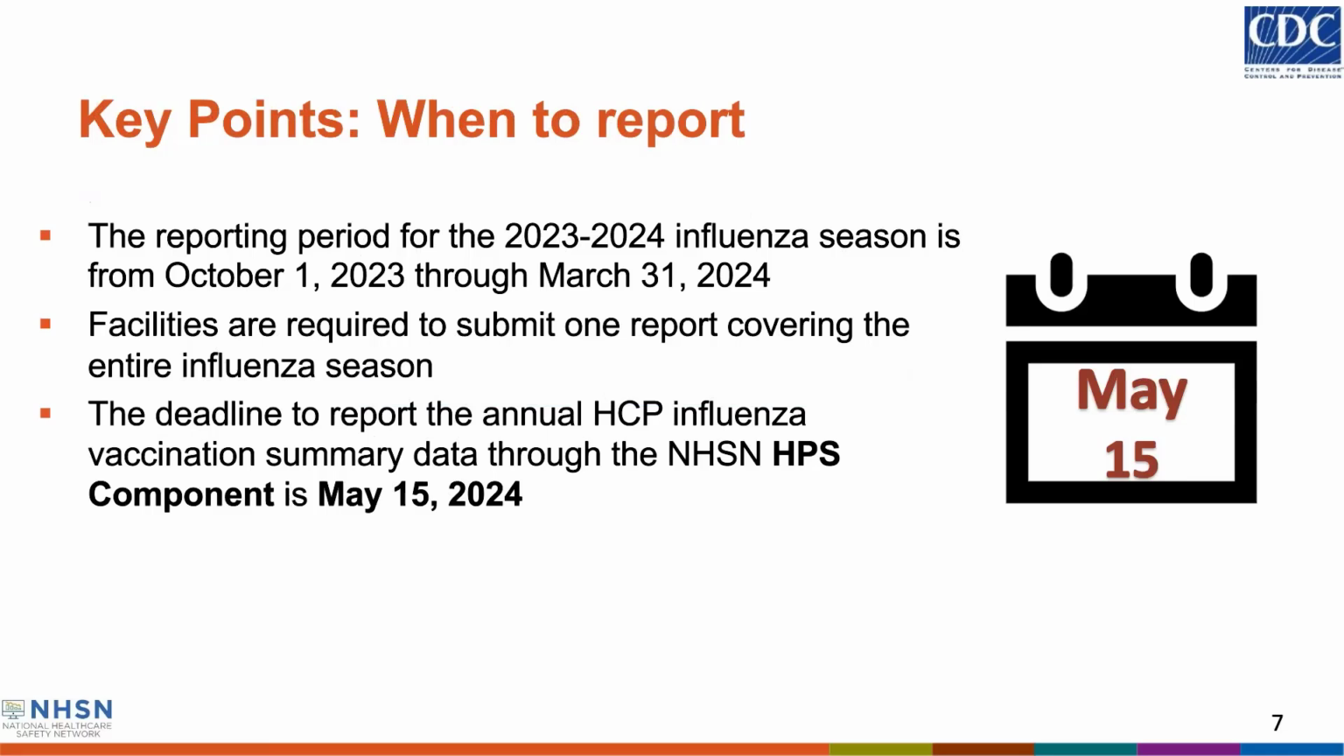A final key point is when to report. The reporting period for the 2023-2024 influenza season is from October 1st, 2023 through March 31st, 2024. Facilities are required to submit one report covering the entire influenza season. So, in other words, weekly or monthly reporting is not required. The deadline to report the annual healthcare personnel influenza vaccination summary data through the NHSN HPS component is May 15th, 2024.